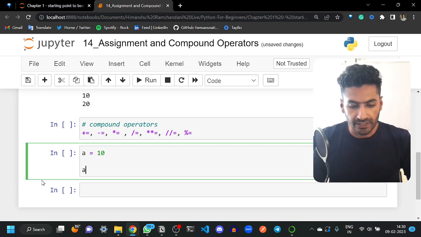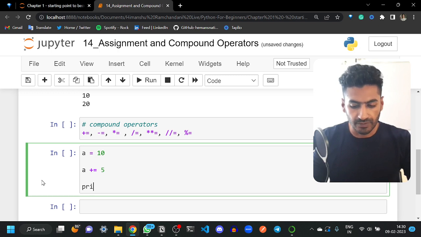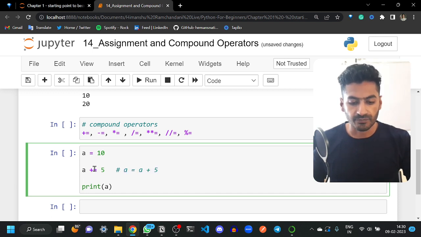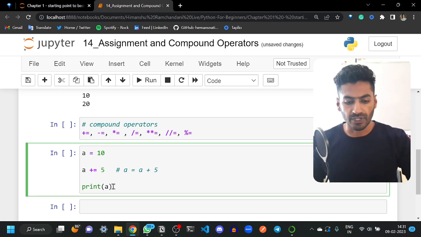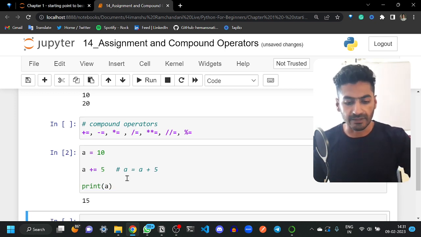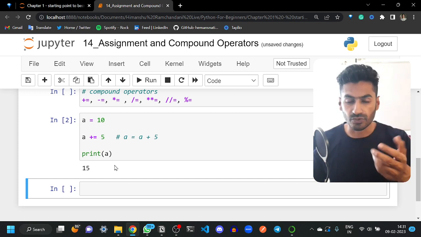If you write a plus equals 5, for example, what will be the output? This statement internally means a equals a plus 5. Whatever the value of a, that is 10, just add 5 to it and assign that value again to the same variable. So a is 10, on this line 10 plus 5 will be 15, and 15 will be assigned again to a. If you run this, the value of a is 15. This is how plus equals works.